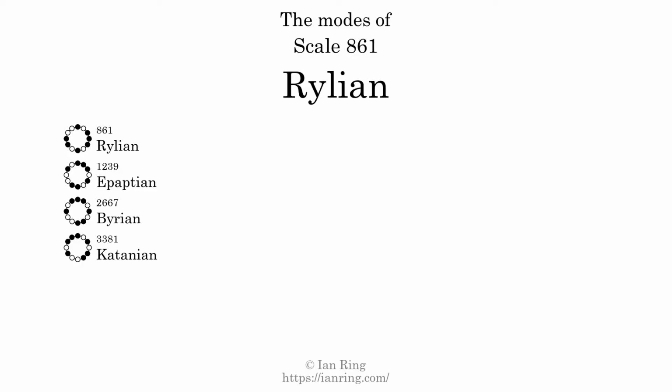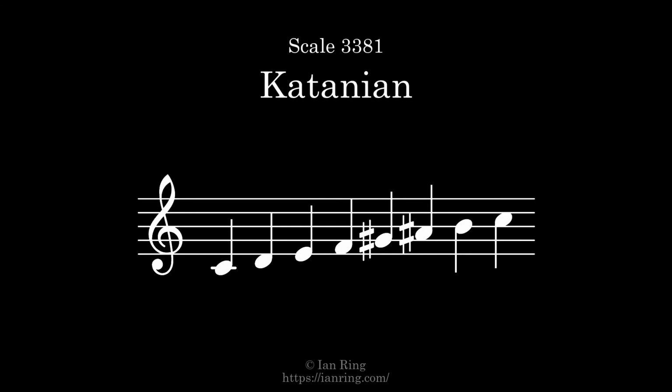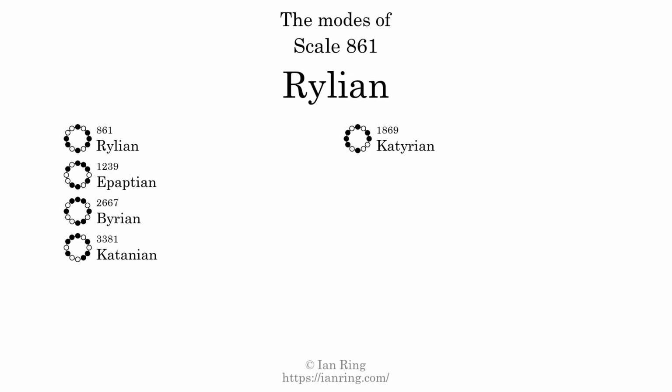The fourth mode is scale 3381, also known as Catanian. It sounds like this. The fifth mode is scale 1869, also known as Cartesian. It sounds like this.